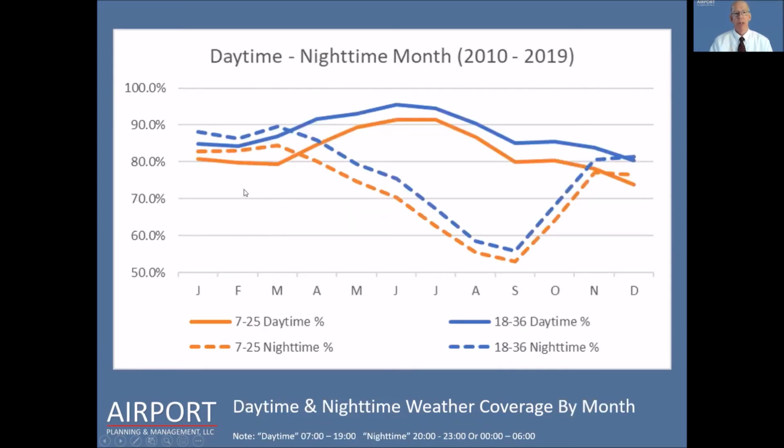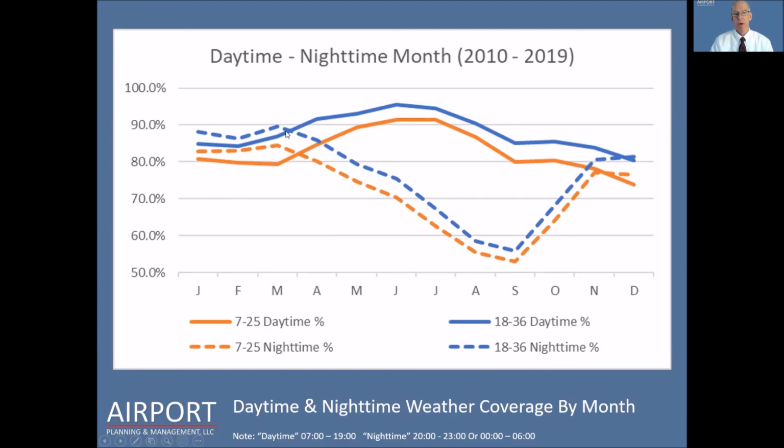The same data we've been discussing in yet another format, daytime, nighttime by month, over 20 years of information. Daytime solid lines, nighttime dashed lines, runway 18-36 blue, runway 7-25 orange. And what's shown during January, February, March, November, and December, the weather coverage, the time when the runways can actually be used, is basically the same. But as you move from March to August, September, and October, you can see that weather coverage during nighttime is significantly less than that during daytime.